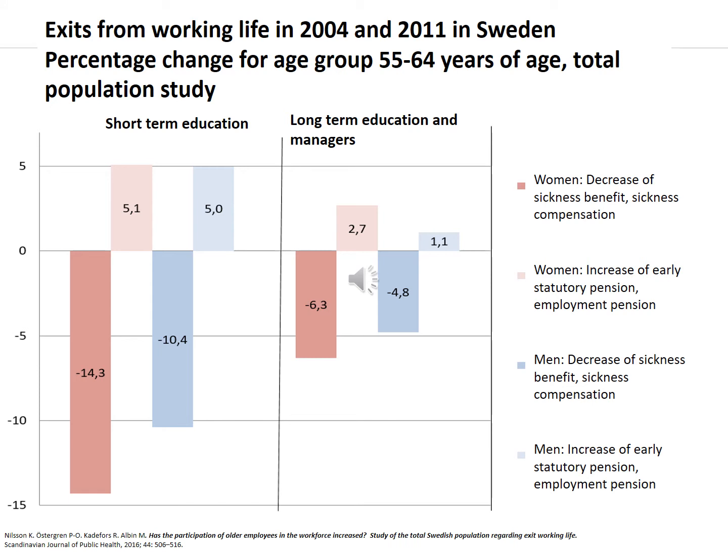In order to examine the meaning of the personal financial situation to participation in working life, we examine the age group of 55 to 64-year-olds. We examined what happened to this age group in 2008 when the social security system was reorganized in Sweden, which made it harder for people to receive sickness benefits and sickness compensation.